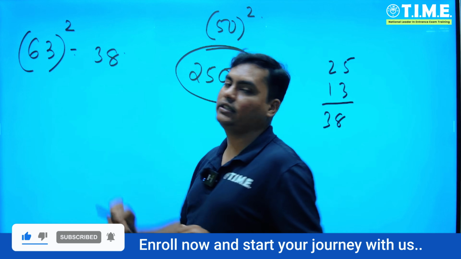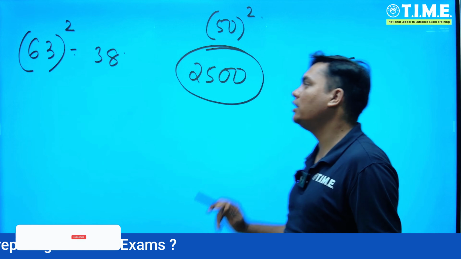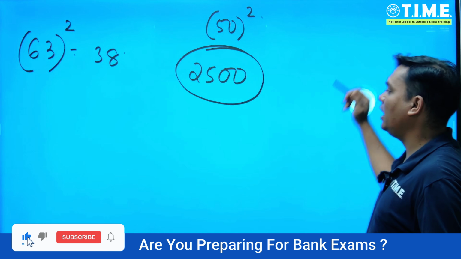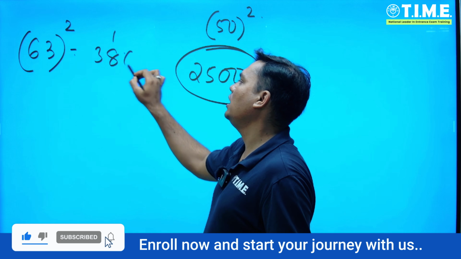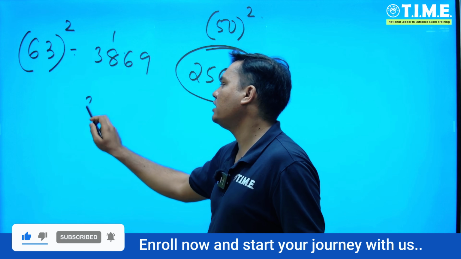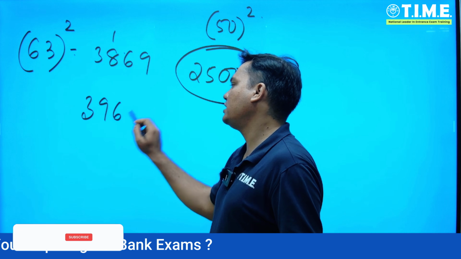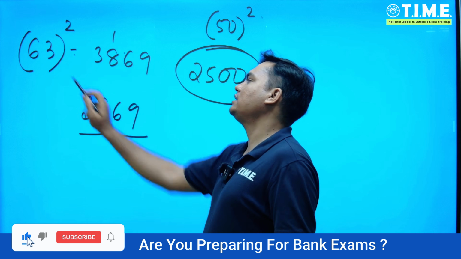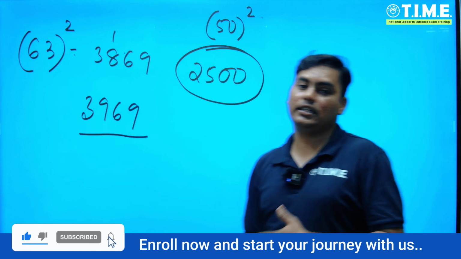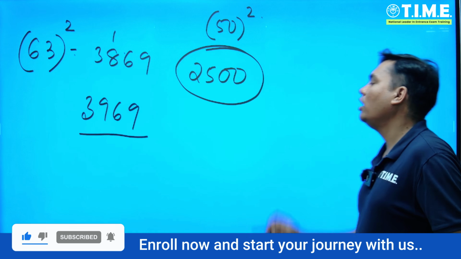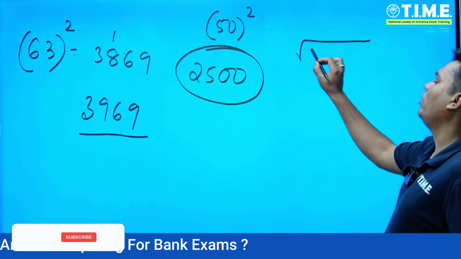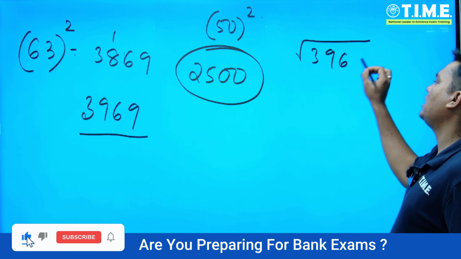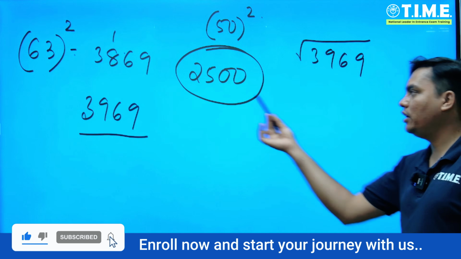Now, what is the next thing? 13 square. What is 13 square? 169. So I will get the answer 3969. So remember, 3969 is the square of 63. Now, if I want to find the square root of 3969, observe here.